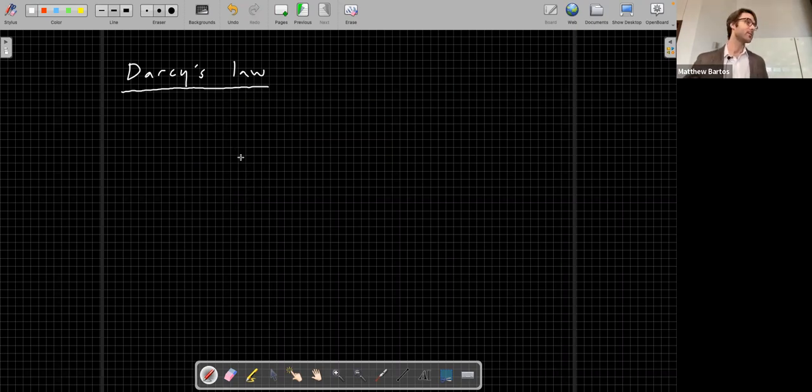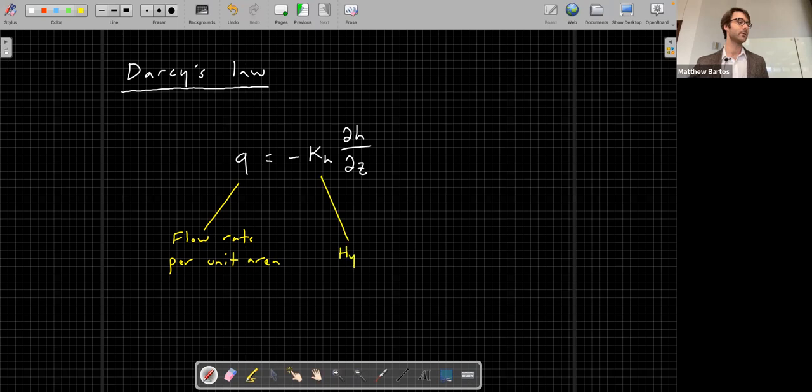And the equation is as follows: the flow rate per unit area is equal to negative KH, where KH is the hydraulic conductivity, times the gradient in the head. Okay, so let me just label these elements. This again is the flow rate per unit area. This is the hydraulic conductivity. And this is the gradient in the head.